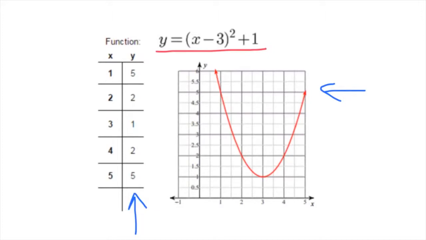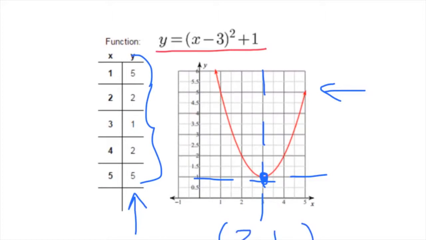Now you'll notice your table ended up, just like before, being symmetrical, and you did create a graph that was also symmetrical. We had our axis of symmetry and our minimum, which gave us a vertex right down here at the point (3, 1). Now, if you do this a few times, you'll start to notice a few things, and hopefully you did notice a couple of similarities.